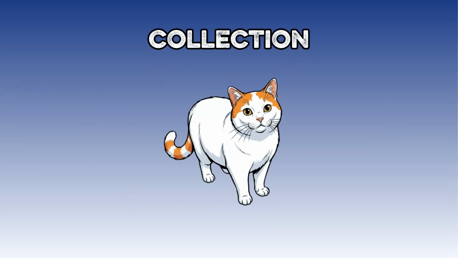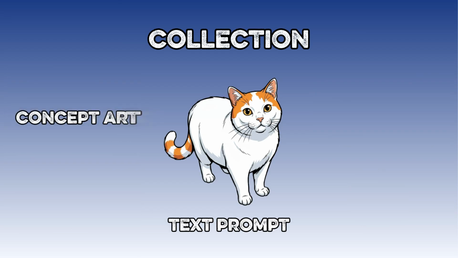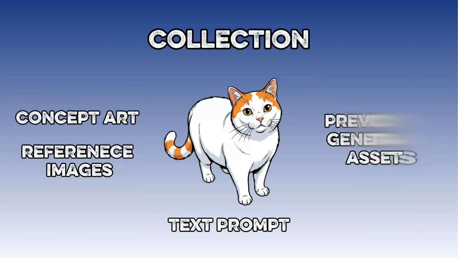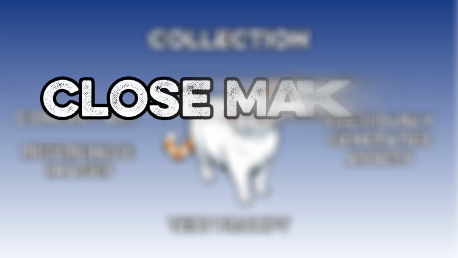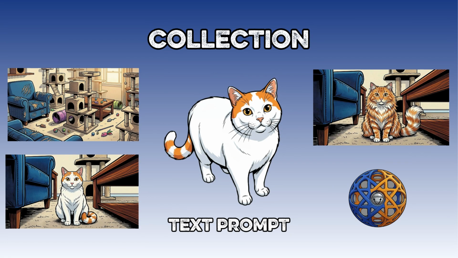When you generate an asset inside a collection, the AI is not just reading your text prompt, it is reading the prompt in the context of everything you have already built and saved inside that collection. Your concept art, your reference images, your previously generated assets, that context is always there. You can close Makko, come back in a week, and pick up exactly where you left off. The AI still knows what your game looks like.